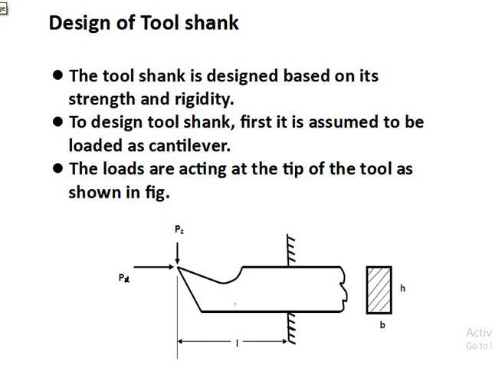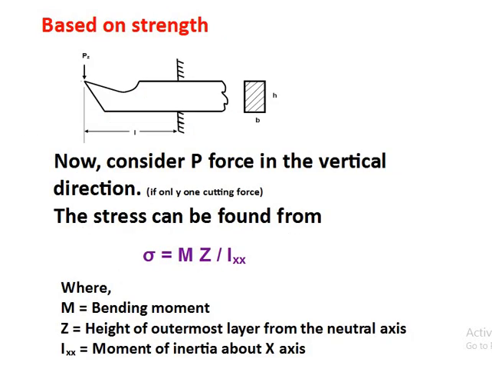As a starting point, for a first approximation of the answers, we can omit all the forces and torsional effects except the vertical force Pz, which converges more quickly to the correct answers. So now consider the strength criteria. Consider the vertical force Pz acting at the tool tip.